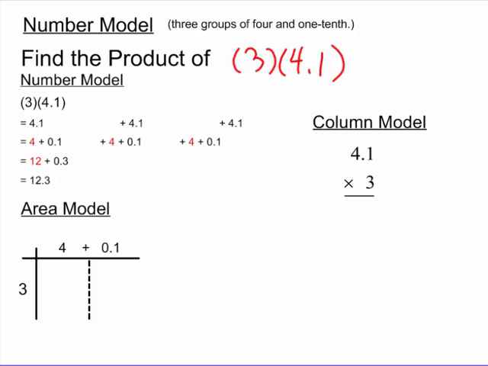I can use my area model. 3 times a 4 is a 12. 3 groups of 1/10 are 3 tenths. If I add those together, I get the same value. And then we also looked at something called the column model, where if I multiply 3 times 1, I get 3. 3 times 4 is 12. And I have to keep track of my decimal point. So we have 3 different models that we've explored.